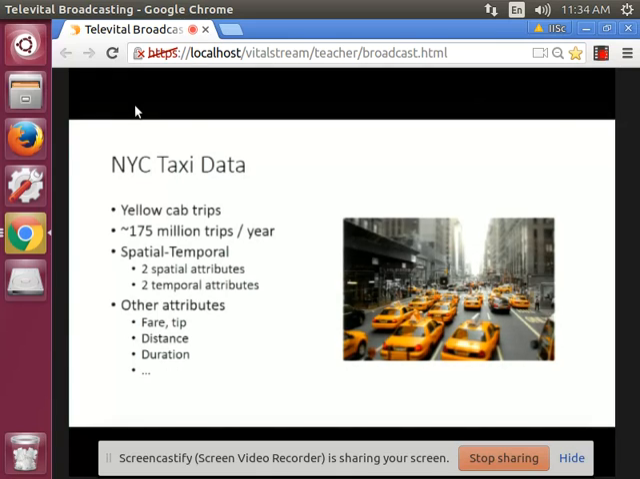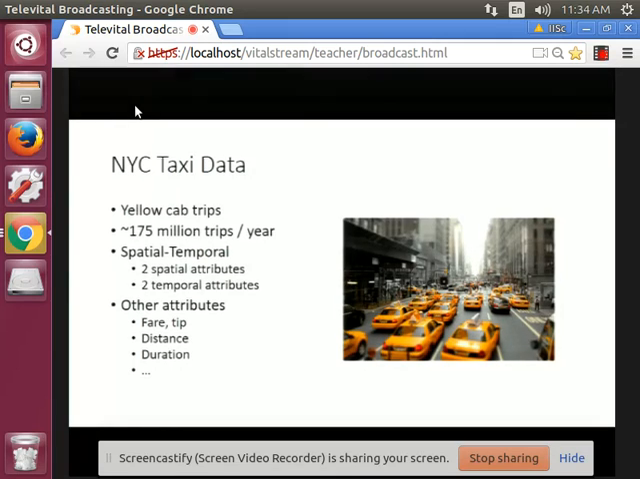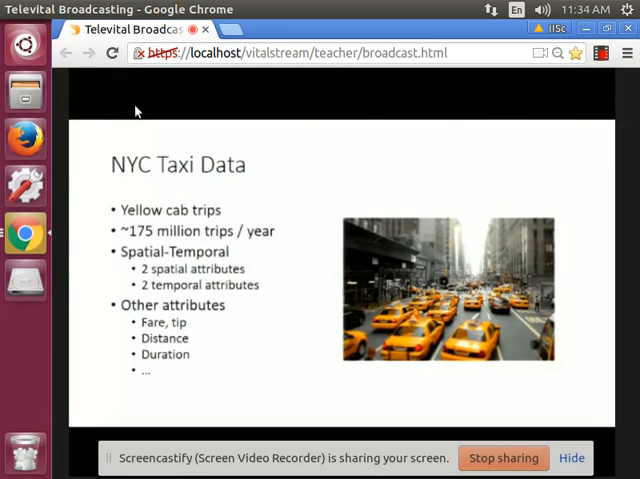And each of these data sets have a spatial as well as a temporal component. In the taxi case, there are two spatial components, the pickup location and the drop-off location. And there's also the temporal attribute, which is the pickup time and the drop-off time, right? And some of them also have other attributes. So here, for each trip, we know what the fare is, what the duration is, how much was the tip that was given, and things like that.